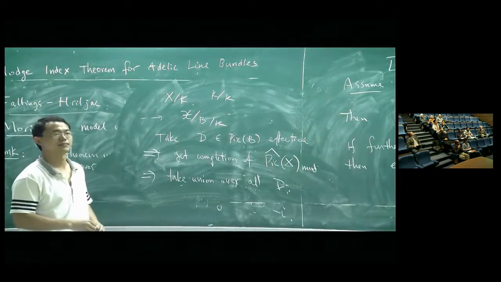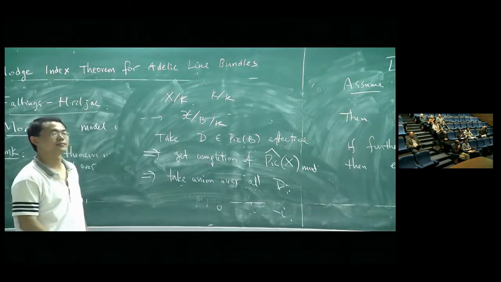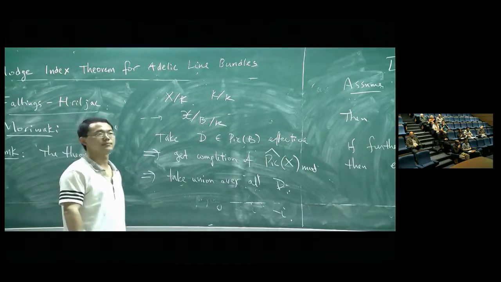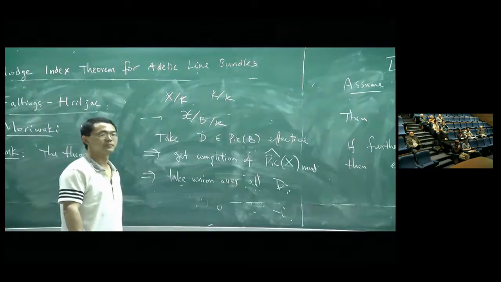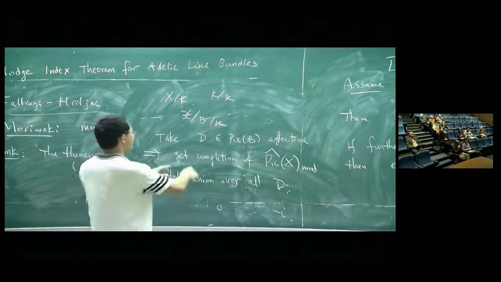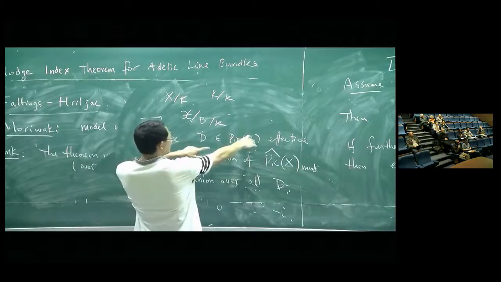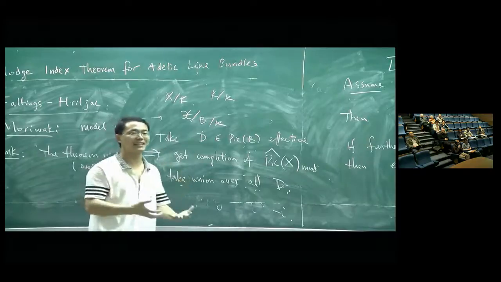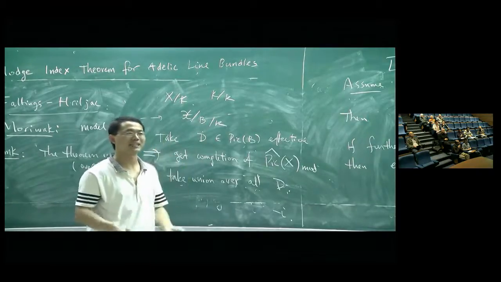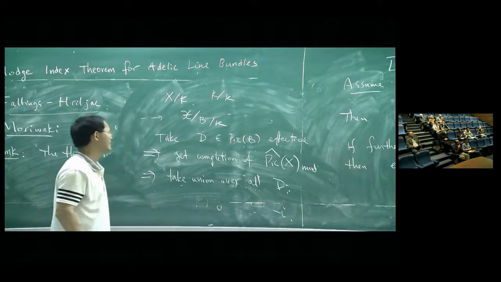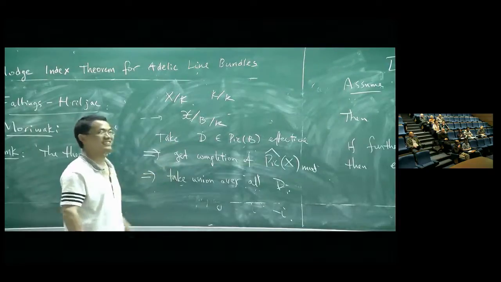But in the number field case, I suppose that you allow yourself to not work with a fixed divisor, but to use infinitely many primes. Is that the case? No, we only have finitely many primes. In every step, in this number field case, D is just finitely many primes. So in every step, we only have finitely many primes. Okay, only this completion. Yes, I understand. First take completion, then take a union.